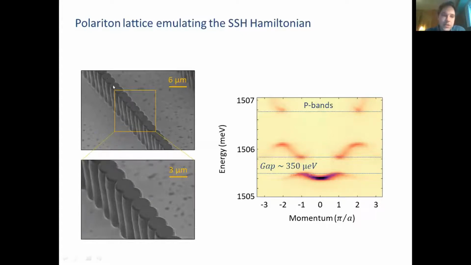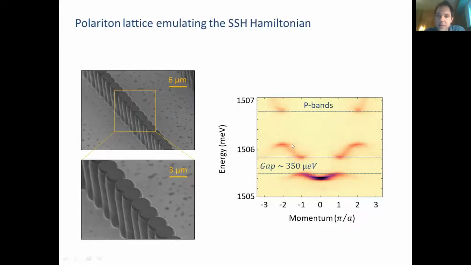So here I show the case that we will be studying in this first part. It's the 1D chain of coupled micropillars. And you can see here on this microscopy image that the pillars are located close, far, close, far, close, far from each other. So this lattice will emulate the physics of the Su-Schrieffer-Heeger Hamiltonian.